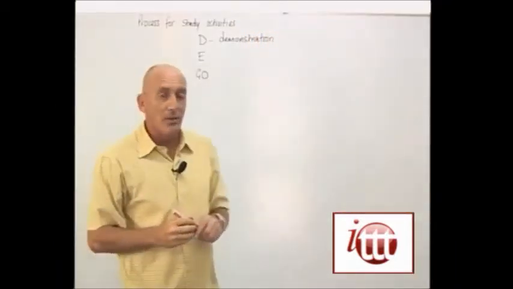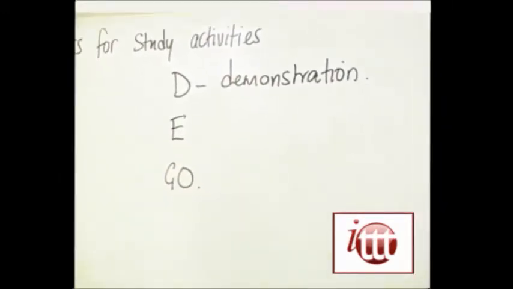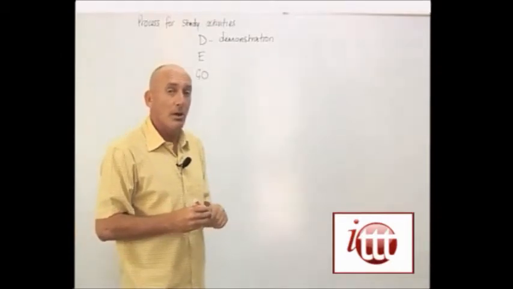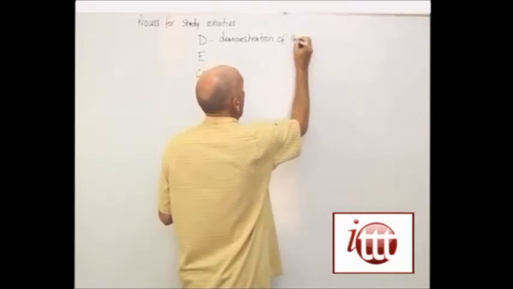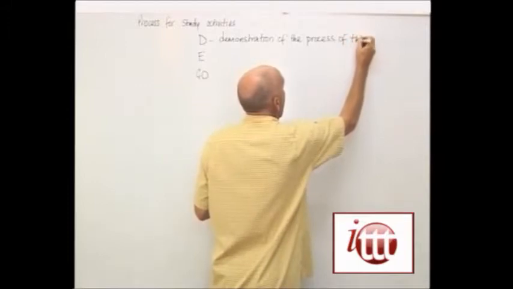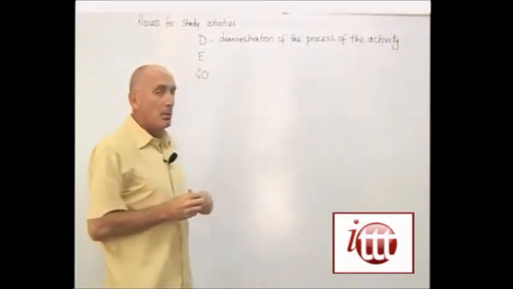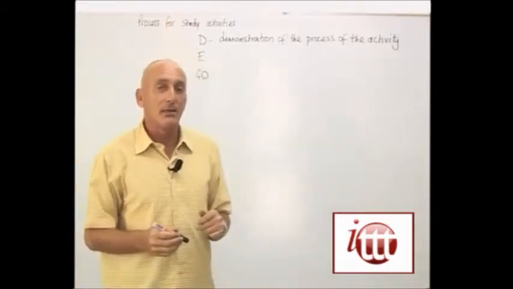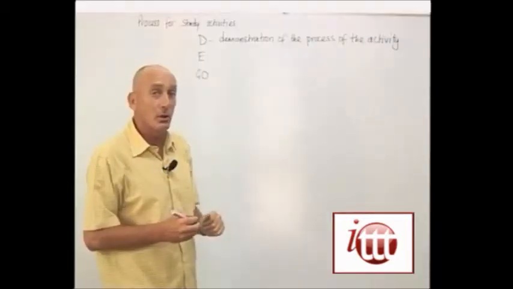The D part of this stands for a demonstration of the activity. Now, it's very important that you don't try to explain how the activity is going to work, but rather you actually demonstrate the process. An example of the demonstration of the process of the activity could be something as simple as taking the first question and using it and writing it on the board. This will show the students what it is that they're actually going to do.